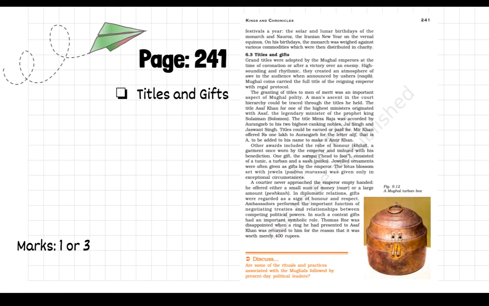Then on page 241, there is the idea of titles and gifts and how important titles and gifts were in the Mughal court, and how what titles you had actually marked out your journey of rise in the Mughal court, and the gifts that were given to the emperor when people came visiting him, and the fact that the emperor also would endow the visitor with gifts. These were seen as moments of great celebration and pride by the recipients of the gifts from the emperors. So this section, you might expect a question of 1 or 3 marks from here.